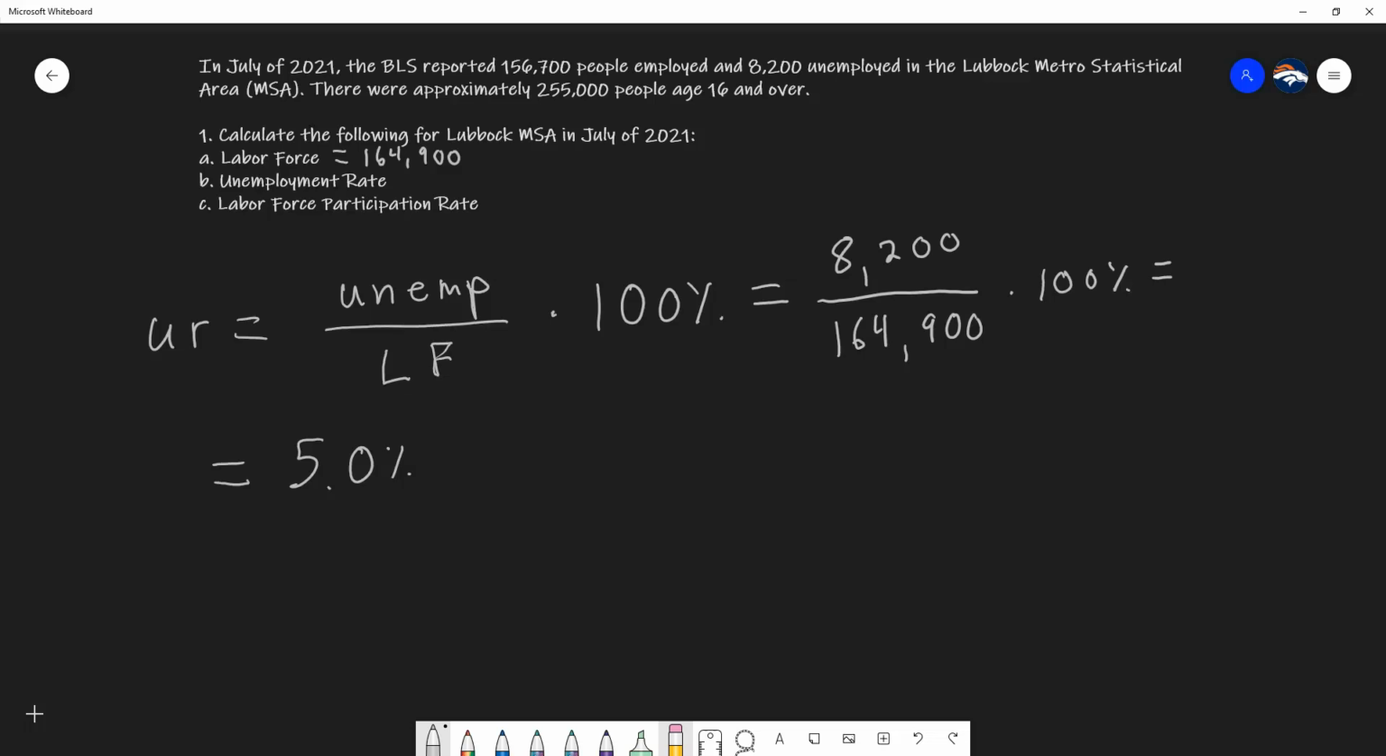So I'm going to go ahead and write that up here. Once again, hopefully my handwriting is nice. 5.0%. All right.